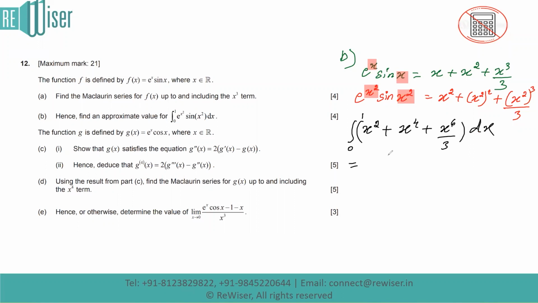And when I integrate this now, integration of x squared would be x cubed by 3, plus integration of x power 4 would be x to the power of 5 by 5, plus integration of x power 6 would be x to the power of 7 by 7, and there is already a 3.